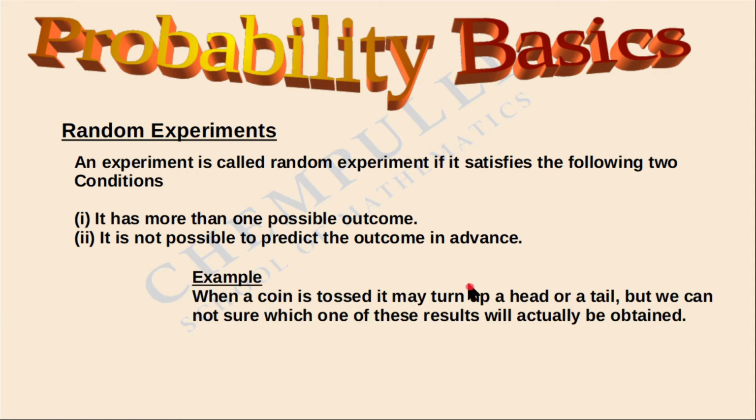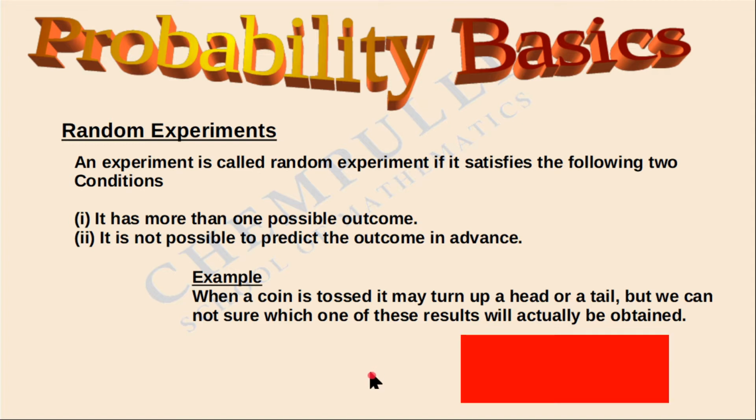So one example: when a coin is tossed, it may turn up a head or a tail, but we cannot be sure which one of these results will actually be obtained. That means we can't predict the result of this experiment. These types of experiments are called random experiments.